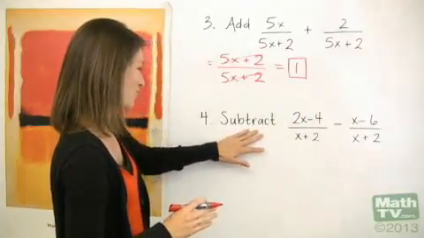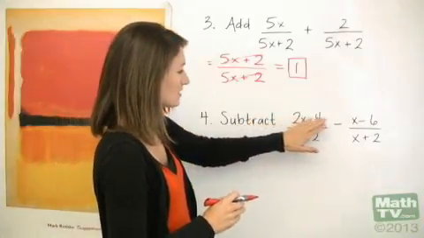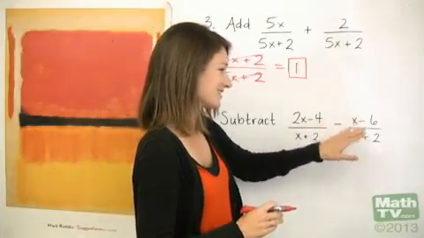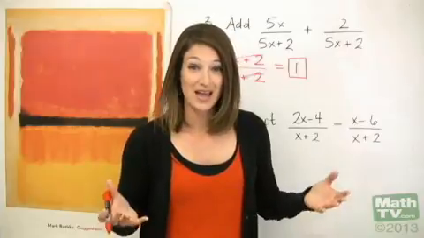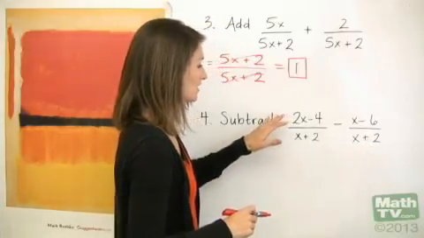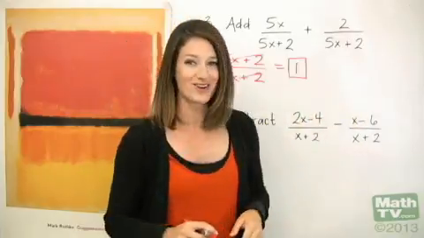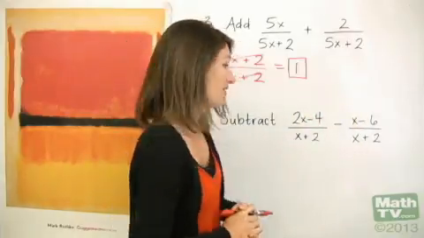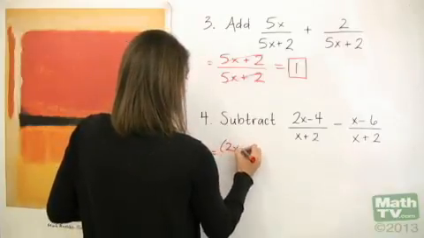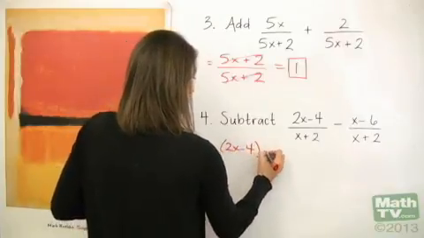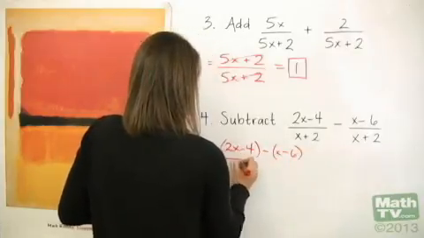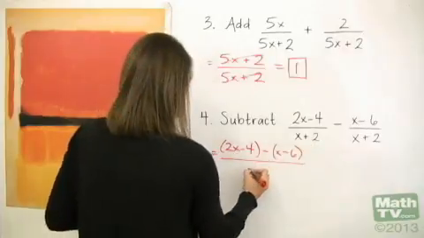Now, a subtraction problem. Here we have 2x minus 4 over x plus 2 minus x minus 6 over x plus 2. Again, we have the same denominator in both rational expressions, so we can find the difference of our numerators and put it over our common denominator. So we have 2x minus 4 minus x minus 6, and that's over our common denominator of x plus 2.